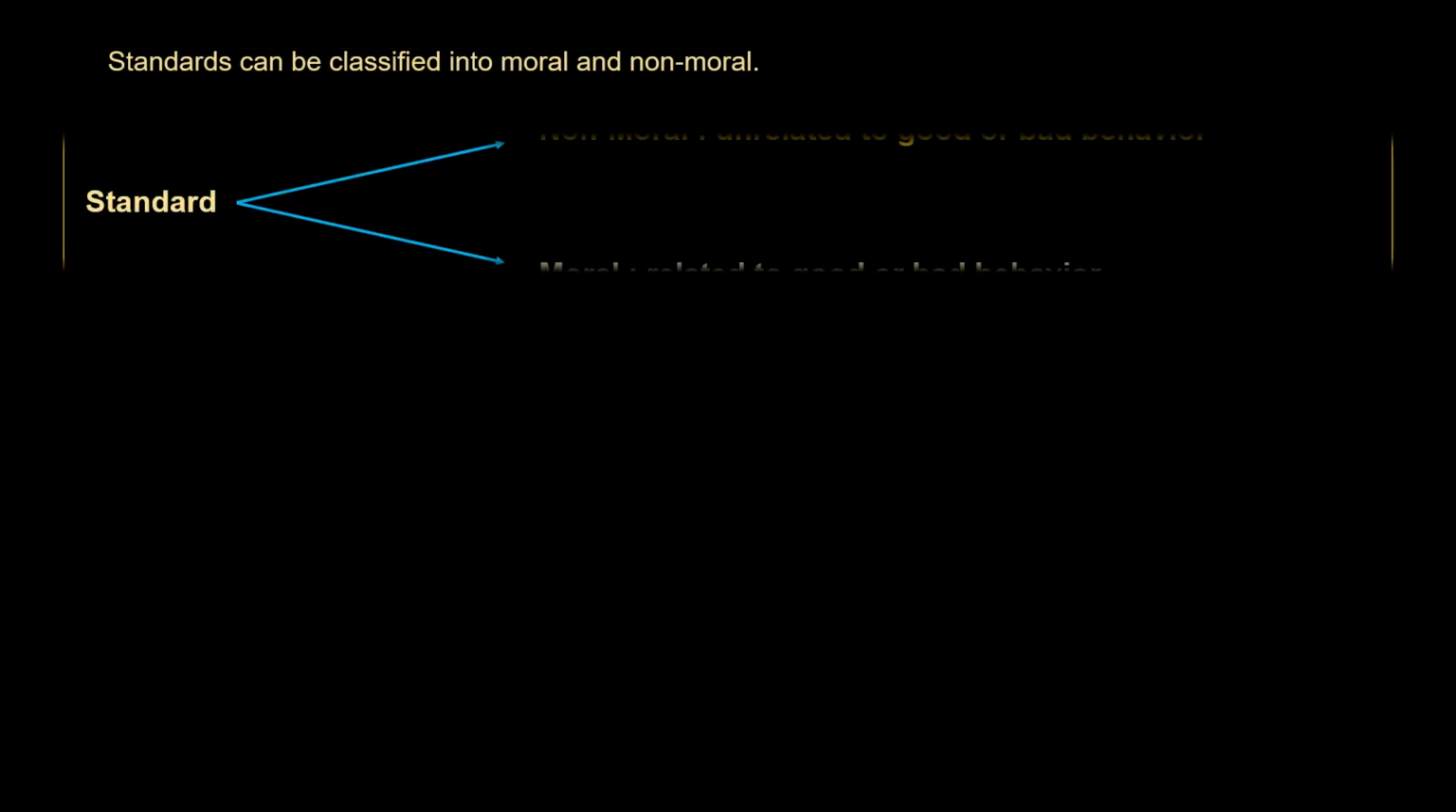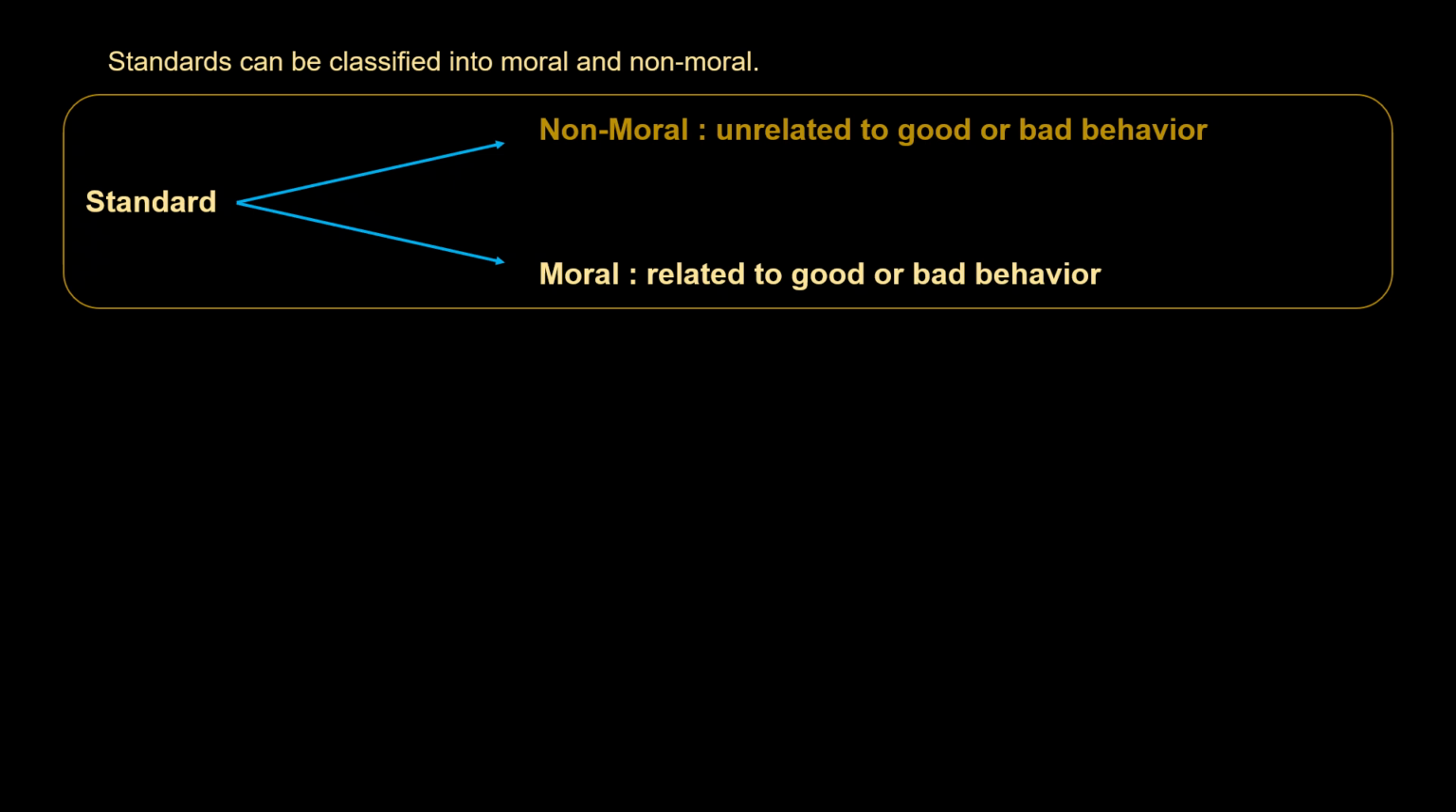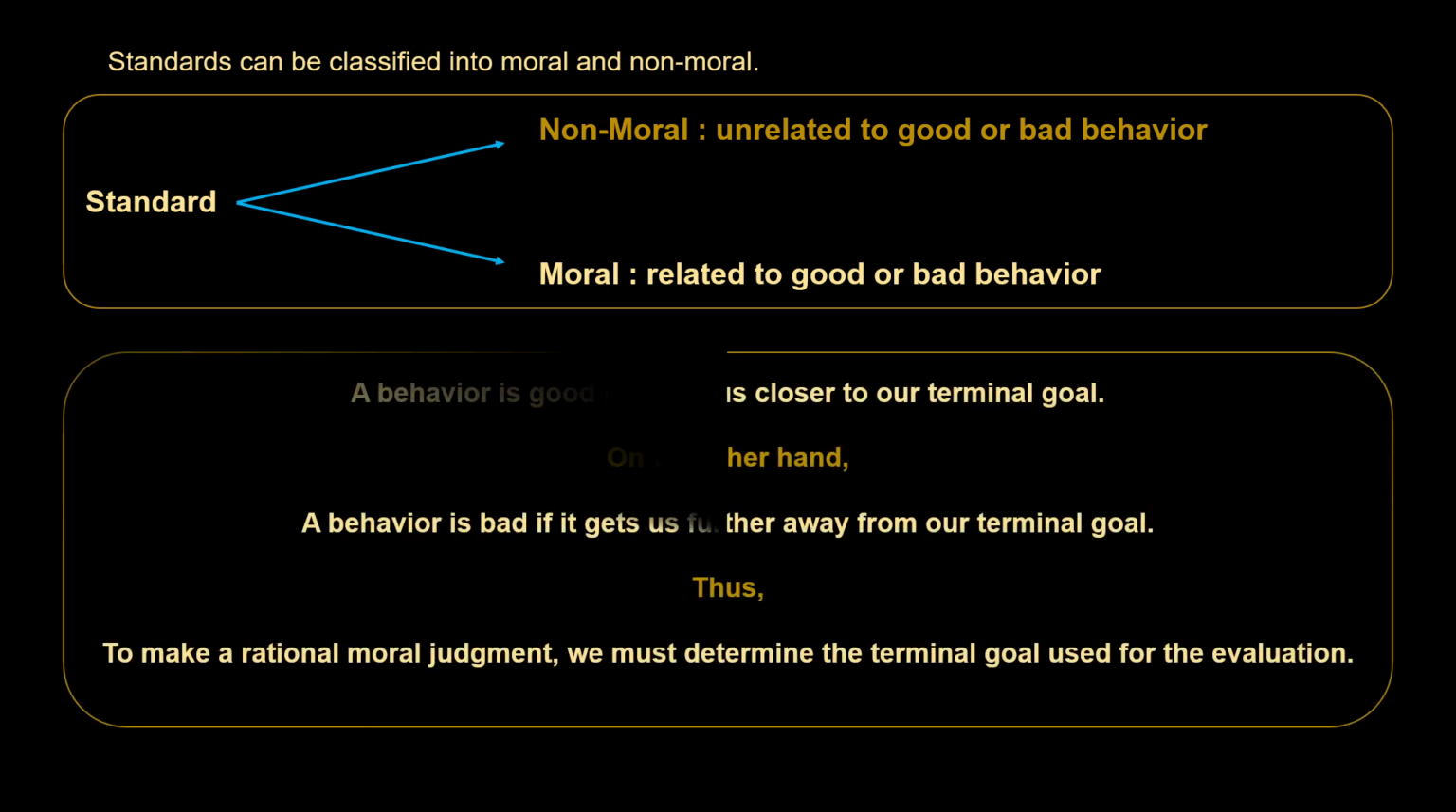Standards can be classified into moral and non-moral. Non-moral means unrelated to good or bad behavior, while moral means related to good or bad behavior. A behavior is good if it gets us closer to our terminal goal. On the other hand, a behavior is bad if it gets us further away from our terminal goal. Thus, to make a rational moral judgment, we must determine the terminal goal used for the evaluation.